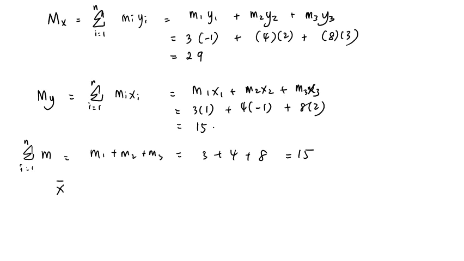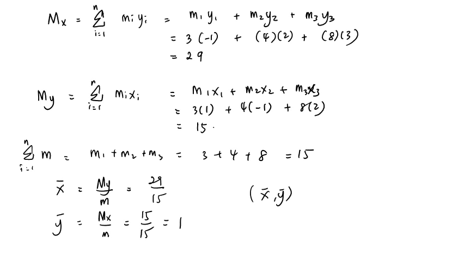So the x coordinate is My over m, 29 over 15, and just leave it there. And the y coordinate is Mx over m, 15 over 15, which is 1. So the center of mass is (29/15, 1). So you can put it back into the graph to just see where this coordinate is located.